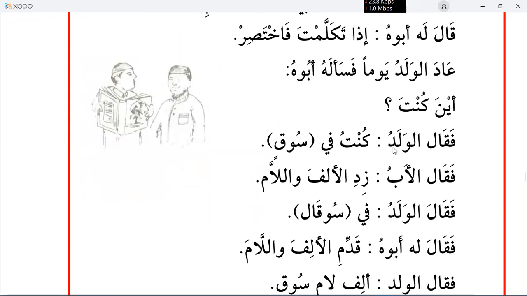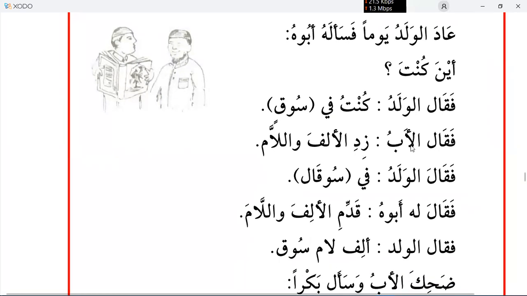Fakala al-walad, the boy said, Kuntu fi Sook, I was in the market. Here the Sook is written in brackets, which means the boy did not say this word. He only said, I was in, because his father asked him to speak little, be concise in speech. So he only said kuntu fi, and then he got silent. He did not say the rest of the sentence.